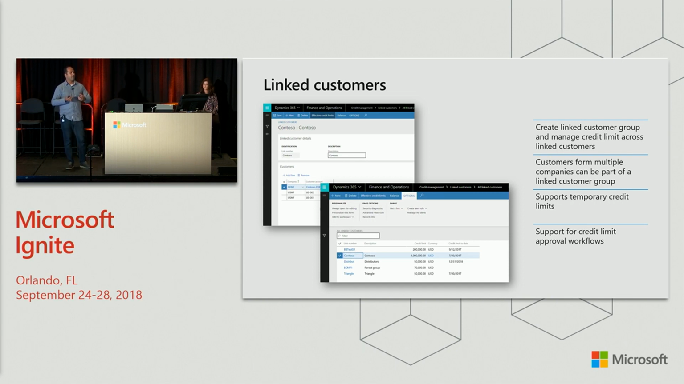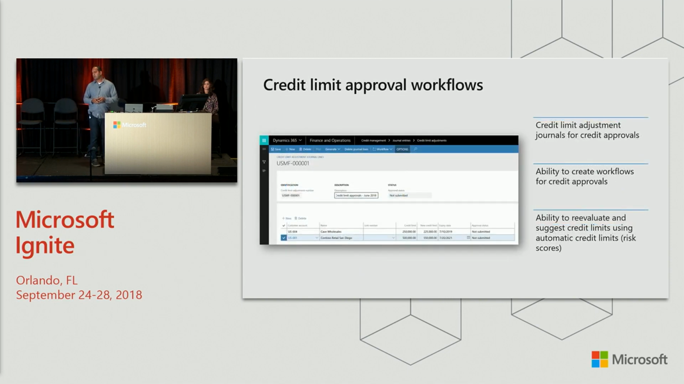Now, I talked about linked customers briefly, but think of linked customer as a customer group, a new way to group customers together and then manage credit limit on that customer group. Now, these customers can be in multiple legal entities. So if you have a customer who is in multiple legal entities, you can obviously combine them together in the linked customers, but you can have other customers also in multiple legal entities and combine them together. They support temporary credit limits too, like on the customer level, and also workflow approvals for any changes that are made to the credit limits on the linked customer account is also supported.